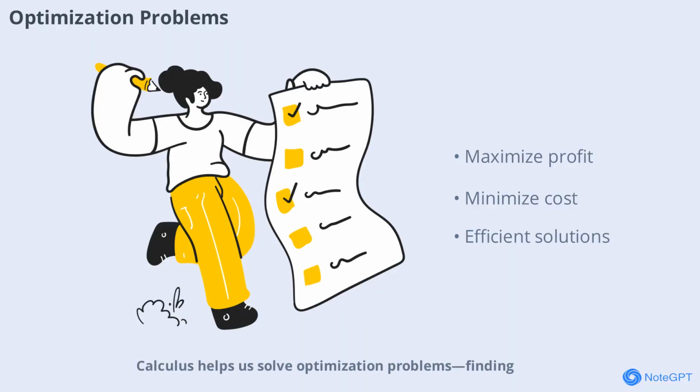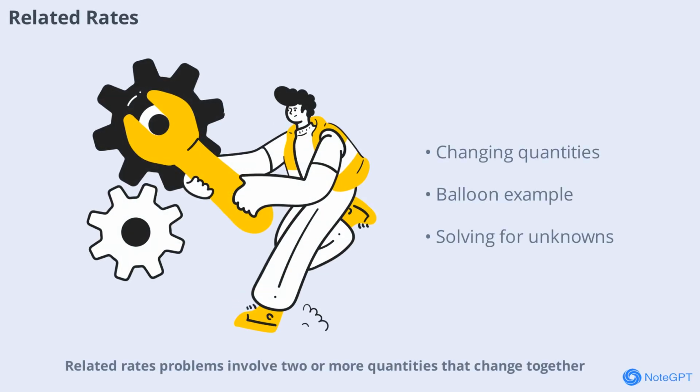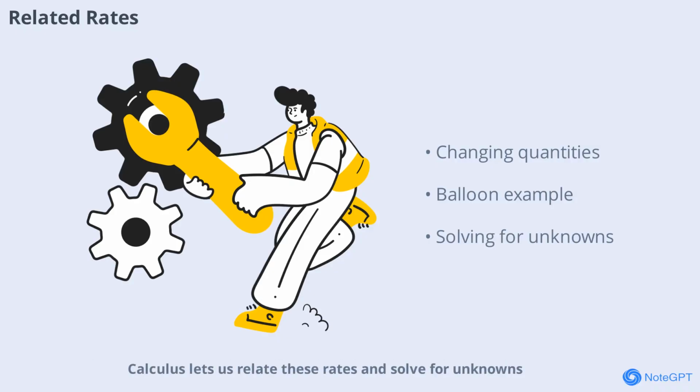Calculus helps us solve optimization problems, finding the best or most efficient solution. Whether it's maximizing profit, minimizing cost, or designing the fastest route, calculus gives us the tools to make smart decisions. Related rates problems involve two or more quantities that change together. For example, as a balloon inflates, both its radius and volume increase. Calculus lets us relate these rates and solve for unknowns.